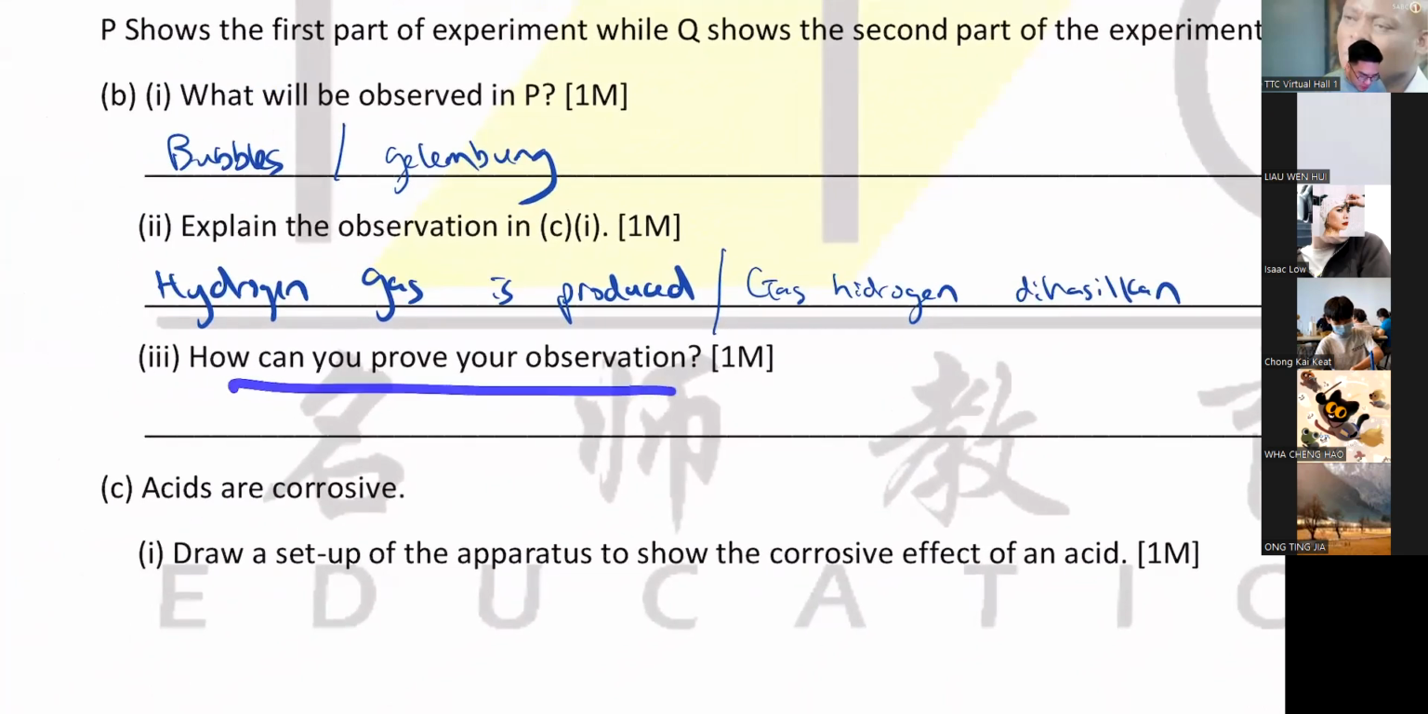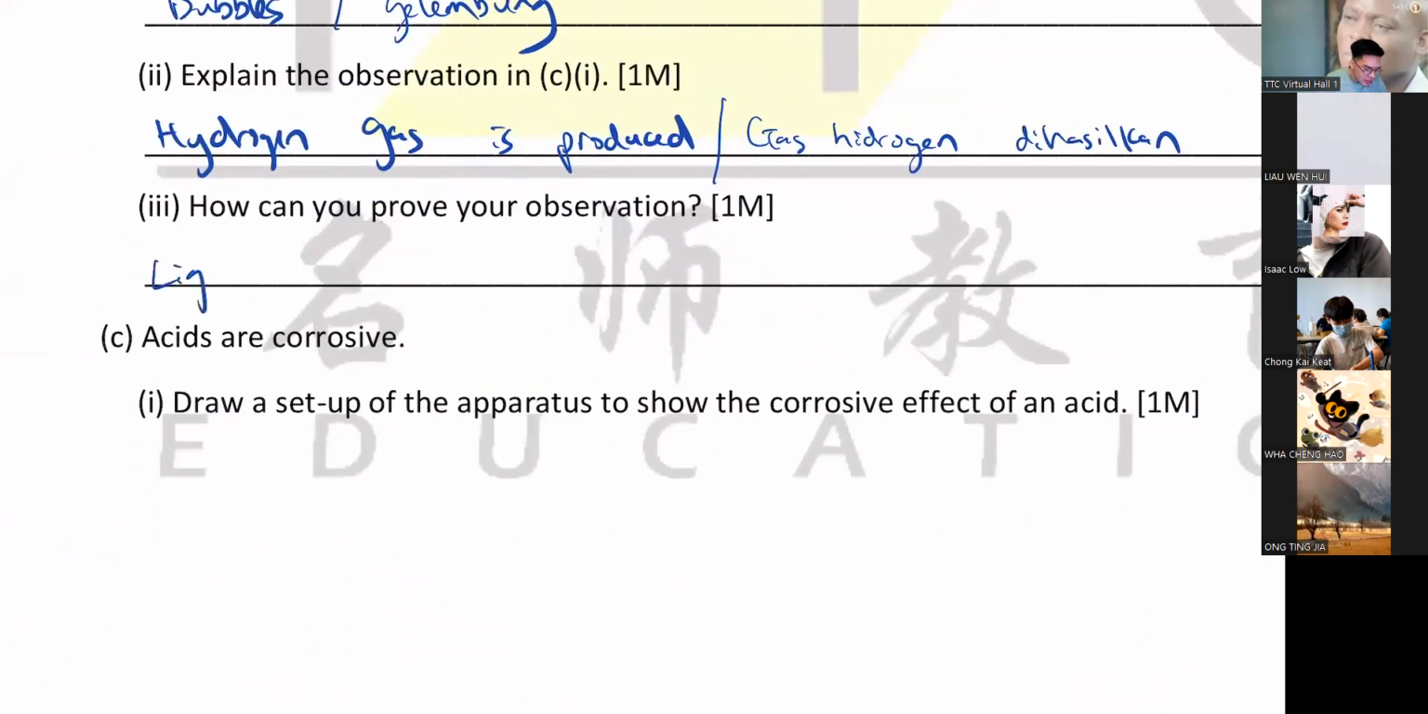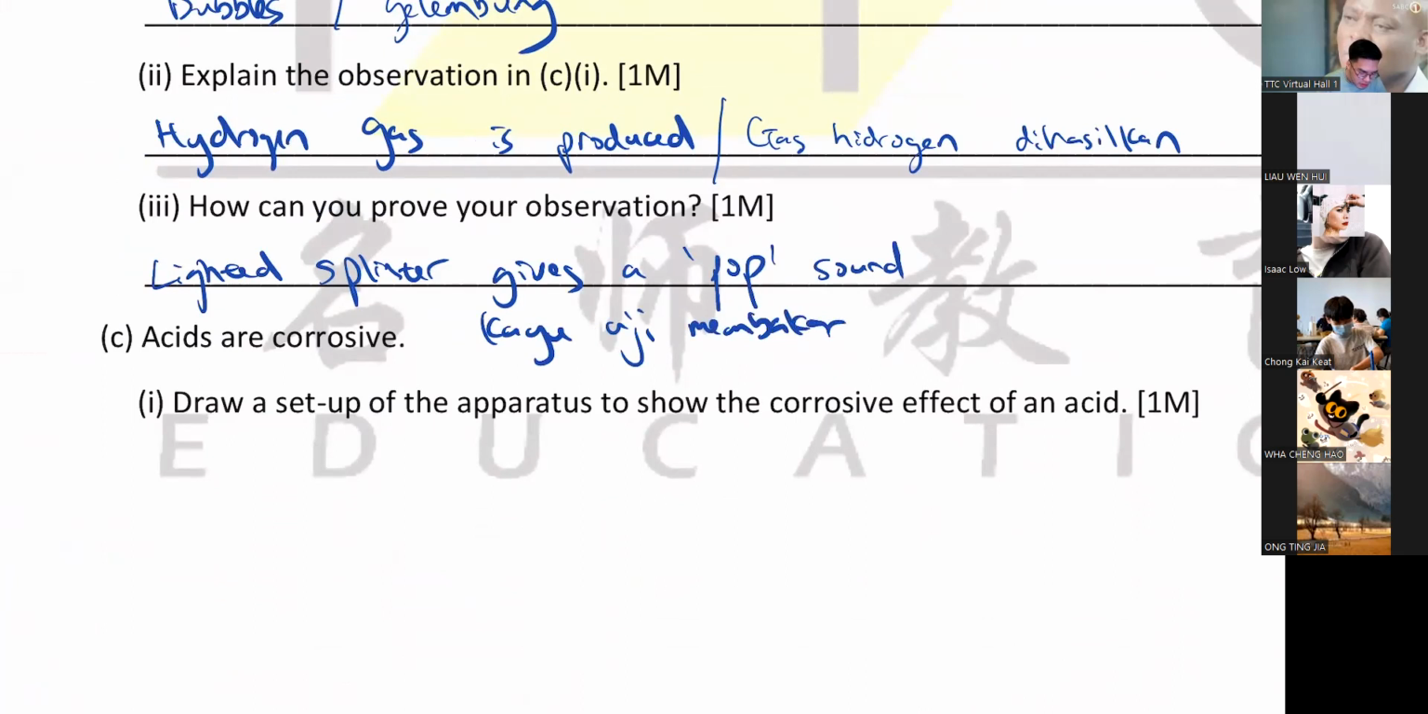Okay, so how can you prove your observation? How do you prove hydrogen gas? They already give you the tip here. The lighted splinter gives a pop sound. Kayu uji membakar, memberikan bunyi pop. Okay, bunyi pop.